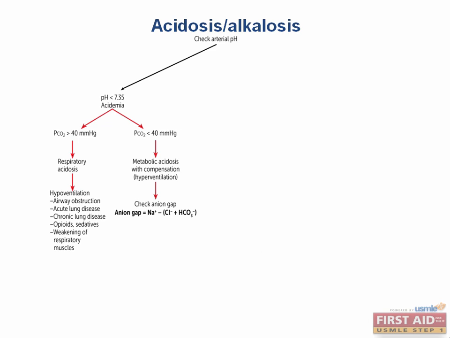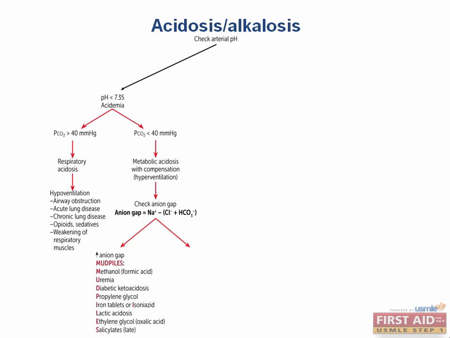Causes of an increased anion gap metabolic acidosis can be remembered with the mnemonic MUDPILES. This stands for methanol, which forms formic acid, uremia, diabetic ketoacidosis, propylene glycol, iron tablets or INH, lactic acidosis, ethylene glycol, which forms oxalic acid, and salicylates. This list is incredibly high yield and will certainly appear on some, if not all, of your exams on test day. Commit these causes of anion gap metabolic acidosis to memory.